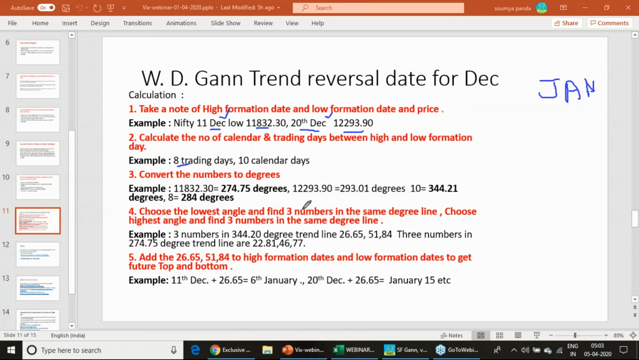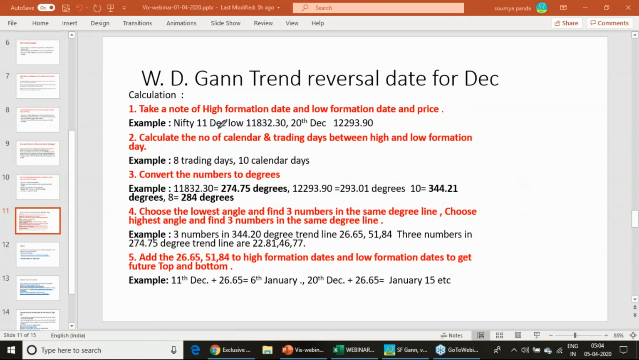Then all these four pieces of information, the highest price, the lowest price, the calendar days, and the trading days, we are going to convert to degrees. In Gann's method, everything is converted in terms of degrees, and that formula I'll tell you. Once you convert everything into degrees, you have to find out the lowest and the highest degree.